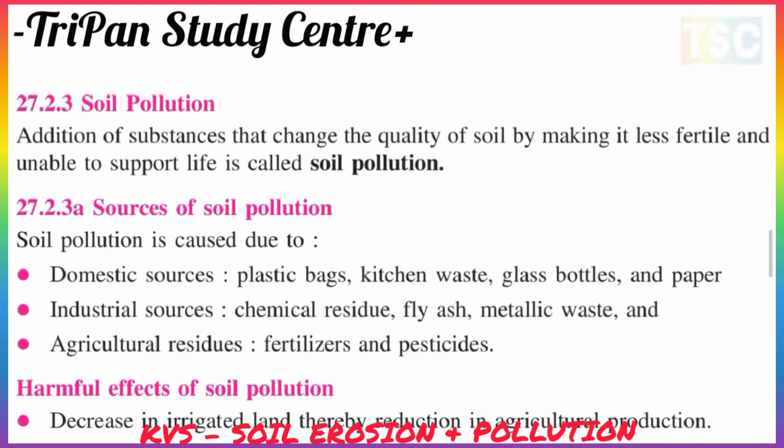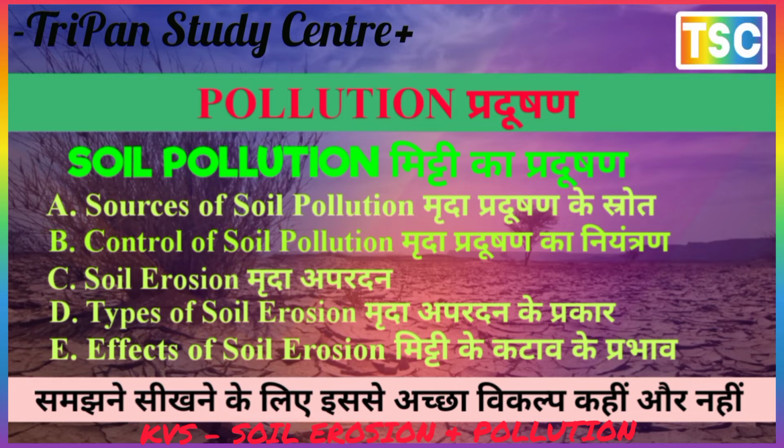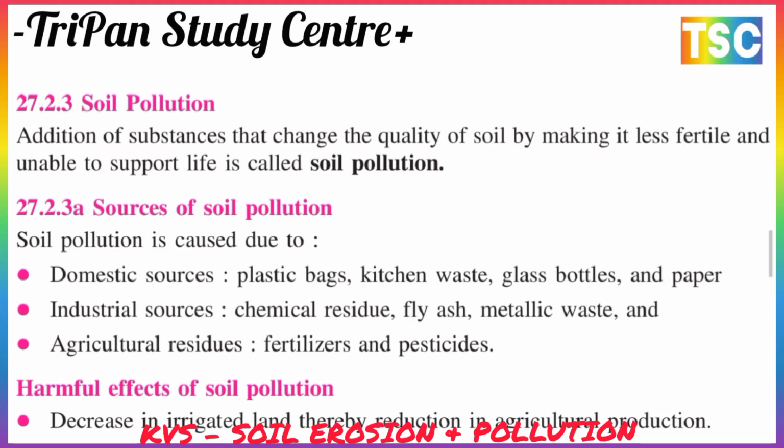Second is the industrial source: chemical residue, fly ash, metallic waste, and others. And agricultural sources are the use of fertilizers and pesticides in large quantities in a field.